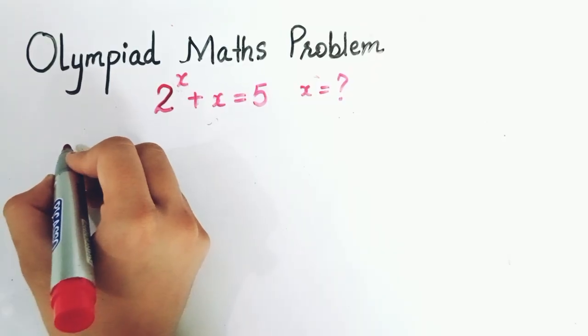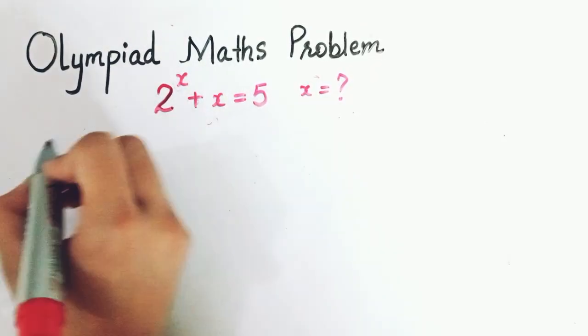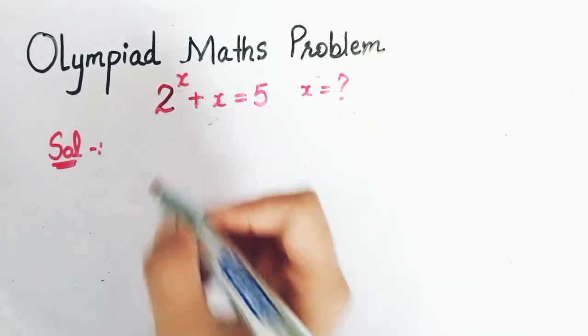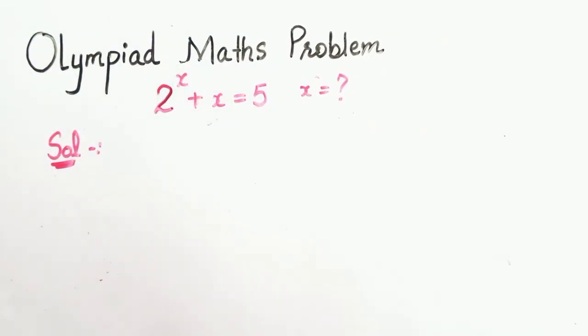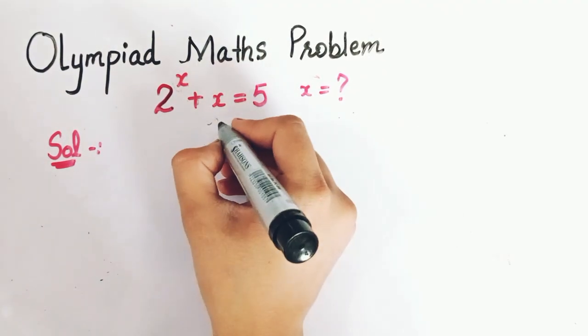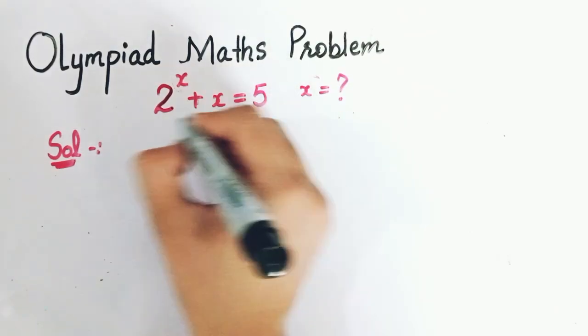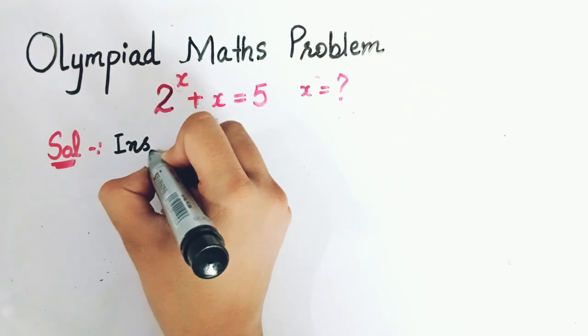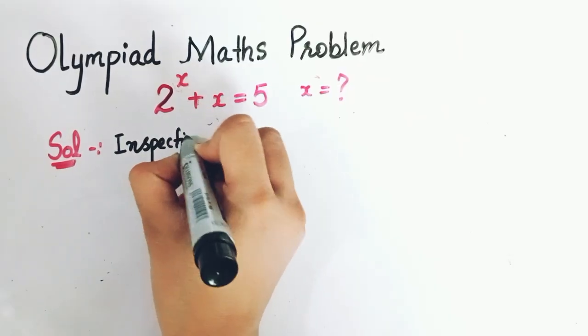In today's video, we will solve a very interesting Olympiad math problem, that is 2 raised to power x plus x equals 5. You have to find the value of x. So we will solve this by inspection and trial method. So the method we use is inspection and trial.